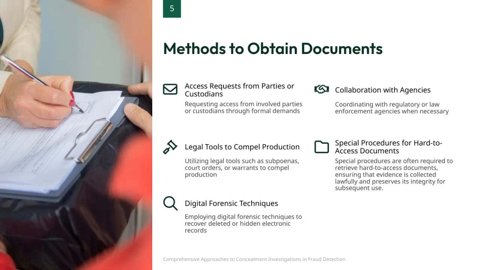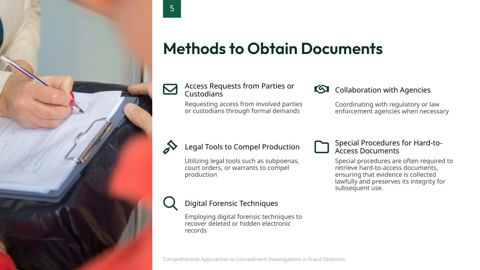When it comes to obtaining documents, there are several methods we can use. First, we often start by requesting access directly from the parties involved or custodians who hold the documents. This usually involves formal requests to ensure cooperation. If that approach doesn't work, we can turn to legal tools like subpoenas, court orders, or warrants that legally compel the production of the documents needed.